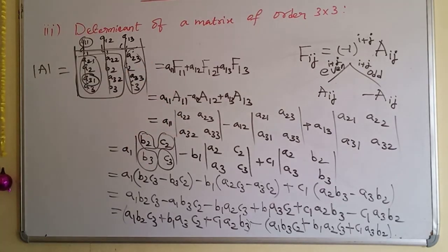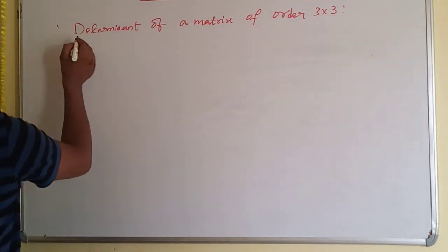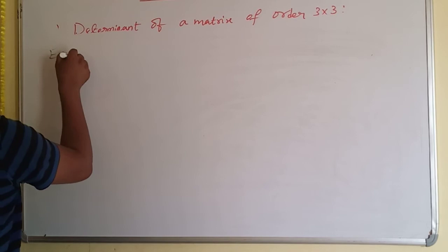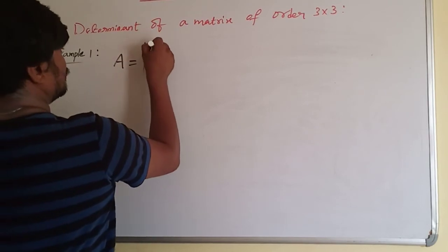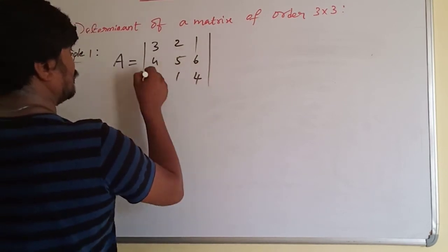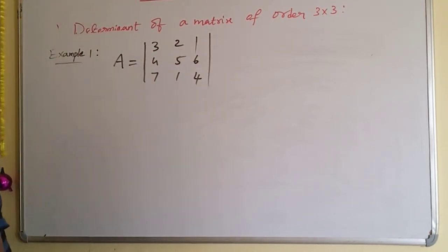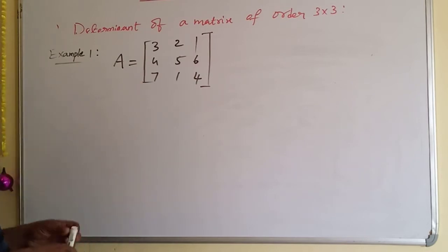And now if you want to know an example method, that will be better. So let me explain the example so that you can understand clearly about cofactors and minors. Now let me take one example. Example number one: the given A is equal to 3, 2, 1, 4, 5, 6, 7, 1, 4. How to find the determinant of A for this matrix?